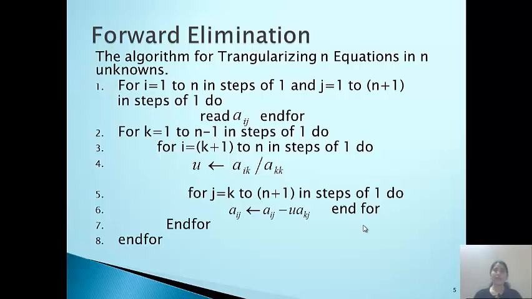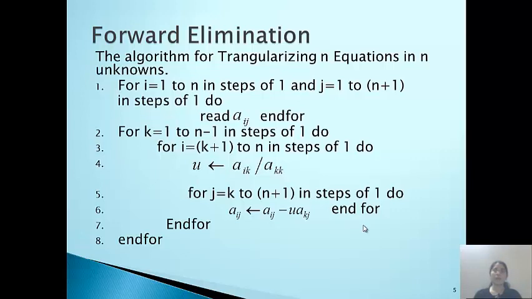The algorithm for triangularizing n equations in n unknowns can be given by: for i equal to 1 to n in steps of 1 and j equal to 1 to n plus 1 in steps of 1, do read a(i,j). That is, in this for loop we will read all values of coefficients from a11 to ann. Now there is a second for loop, for k equal to 1 to n minus 1 in steps of 1.